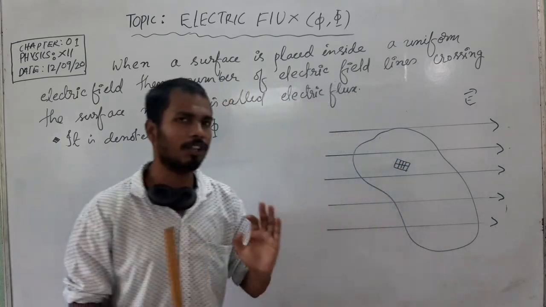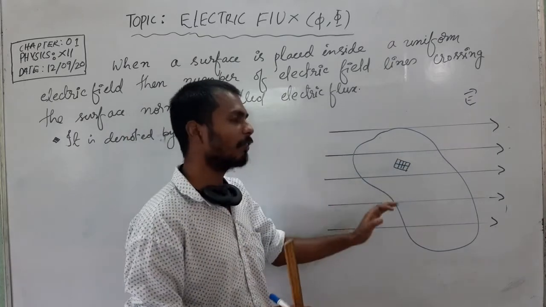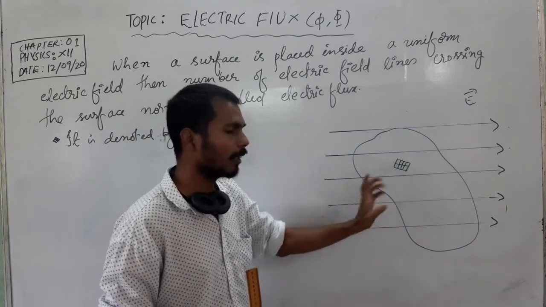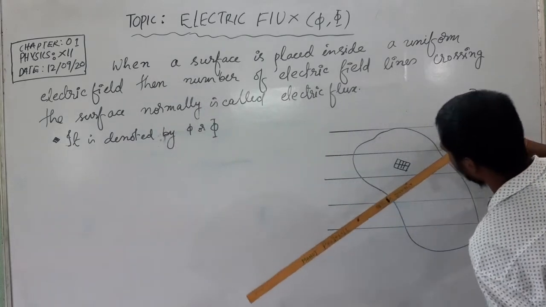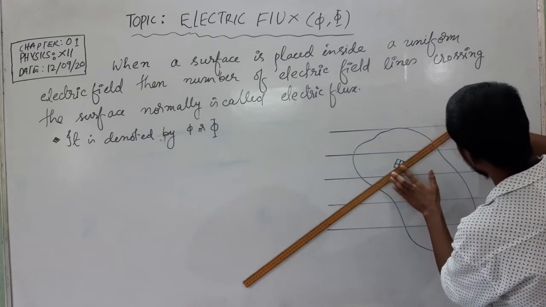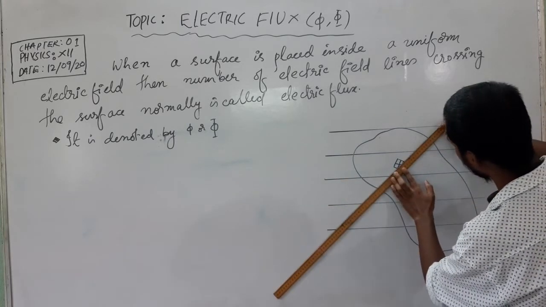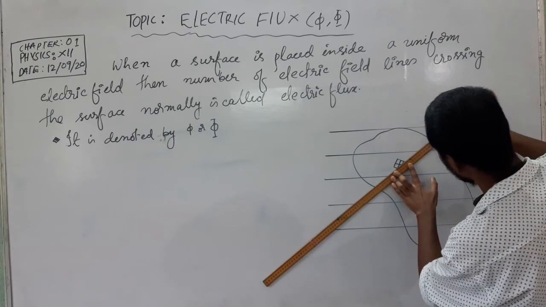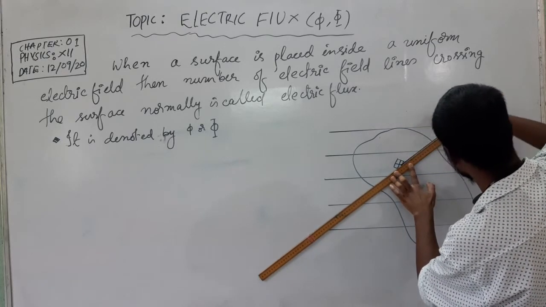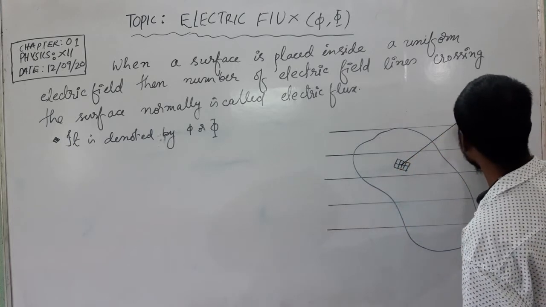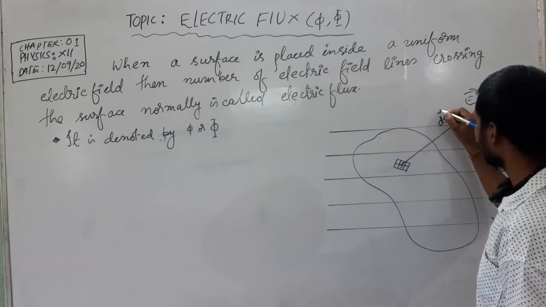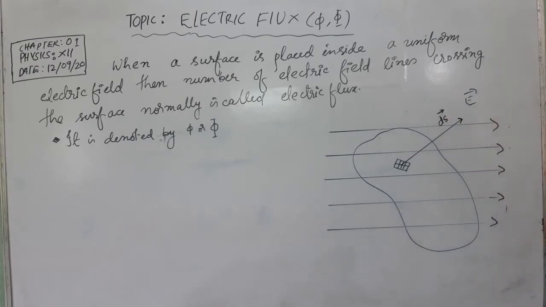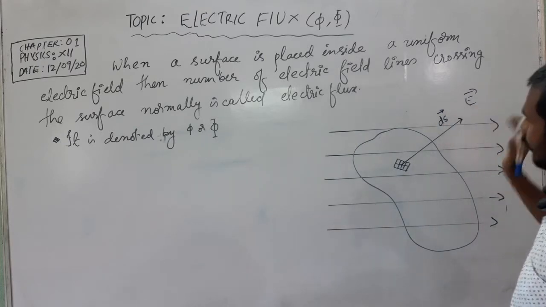Now, where is the area vector? The area vector is always perpendicular to this small area, the plane of this small area element. So, for example, this is the area vector. We will indicate this area vector as ds vector.